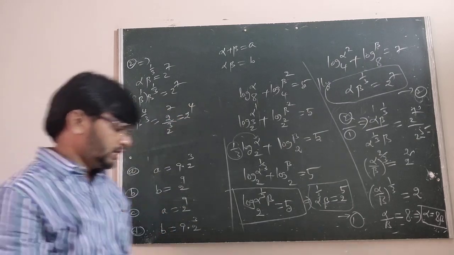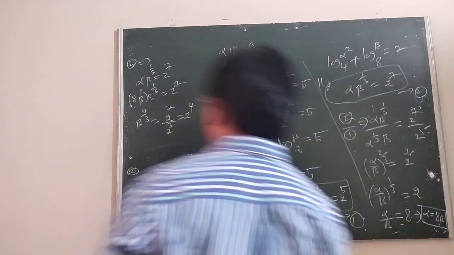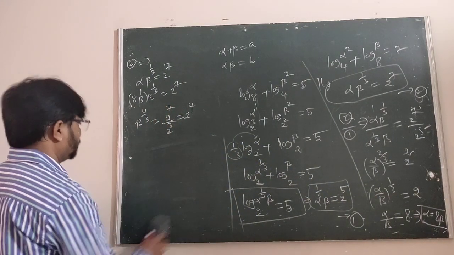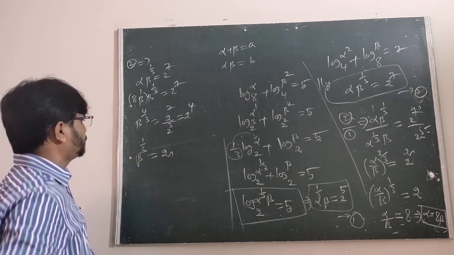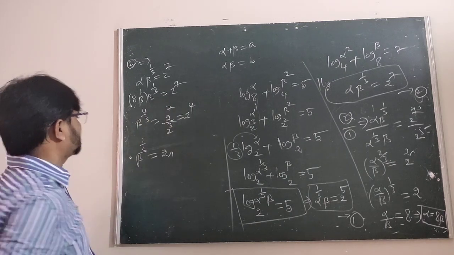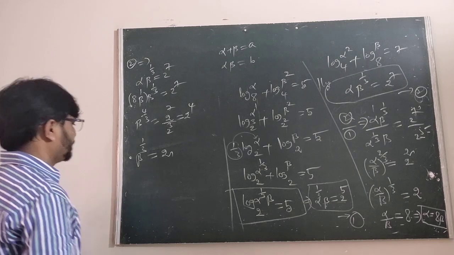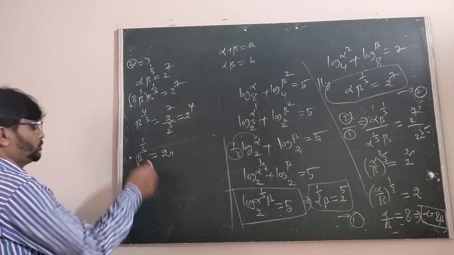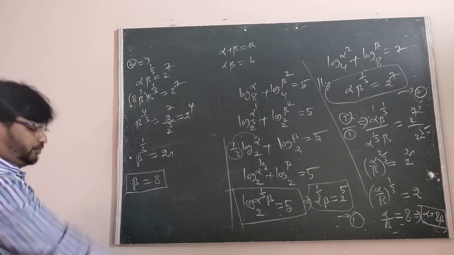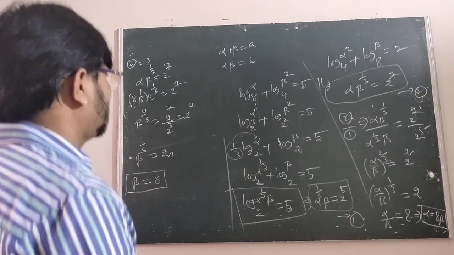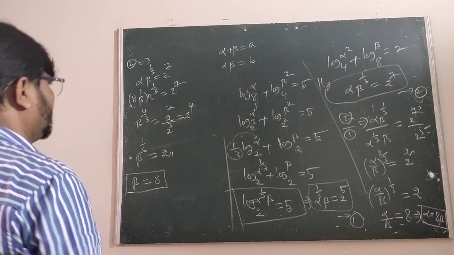Now this is beta power 1 by 3 equals 2. Therefore, the 4 moves to the other side and the 4th root of 4 cancels. Now, cubing on both sides, beta equals 8. Beta equals 8. Now we are getting the question number.